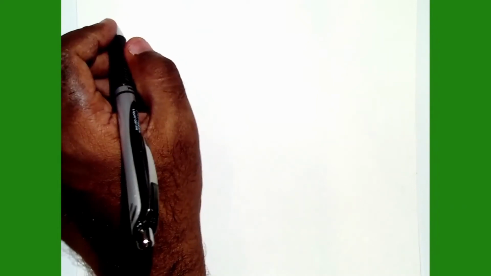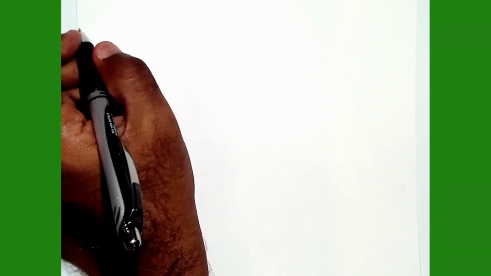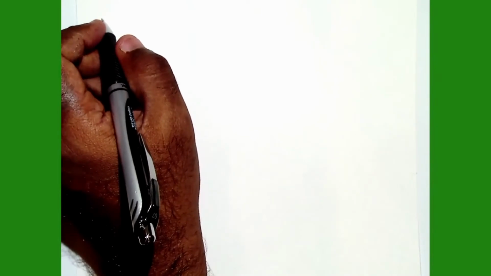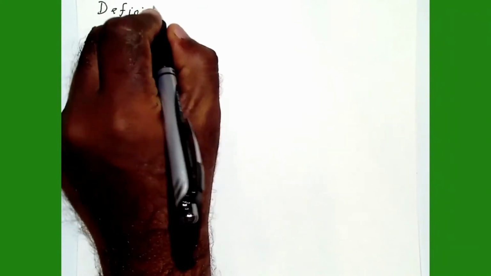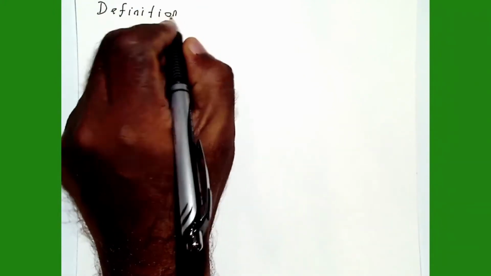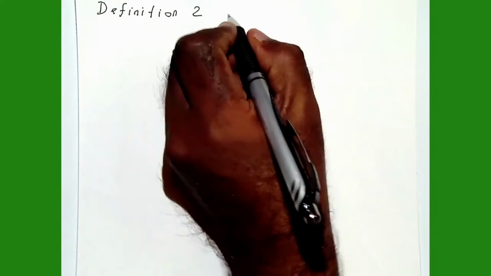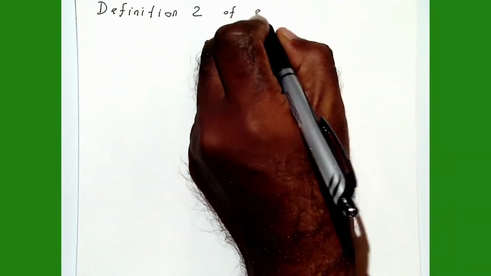Hi, so far we talked about definition one of extreme values. At the beginning I said there are three definitions. I gave you three definitions. So in this video I'm going to start talking about definition two of extreme values.